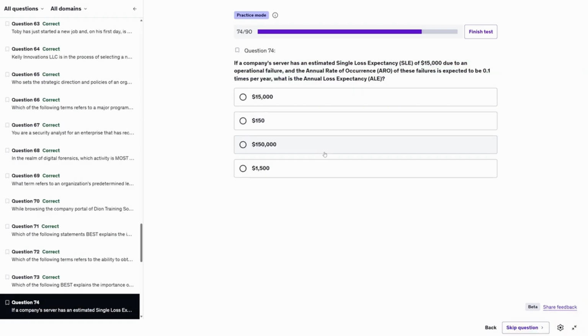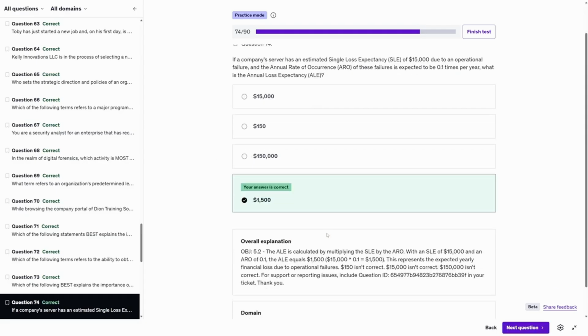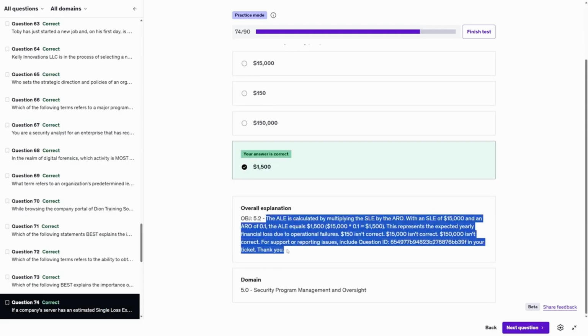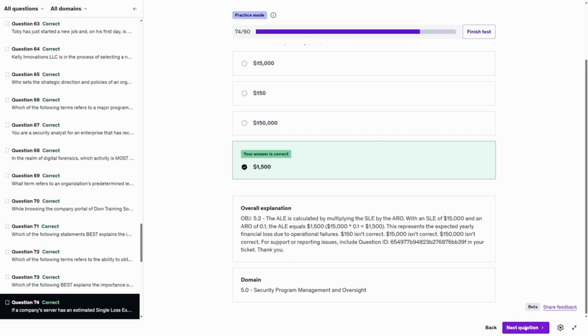If a company's server has an estimated single loss expectancy of $15,000 due to an operational failure, and the annual rate of occurrence of these failures is expected to be 0.1 times per year, what is the annual loss expectancy? So basically what it's asking us to do is multiply this number times 0.1. So we want to know what is 10% of 15,000. And that equation, of course, equals 1,500. And here again is an explanation about how we got to that calculation. Let's move on to the next question.